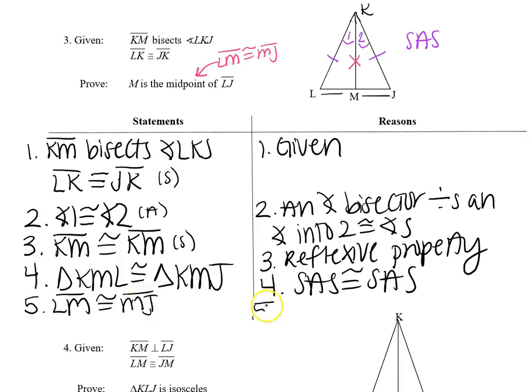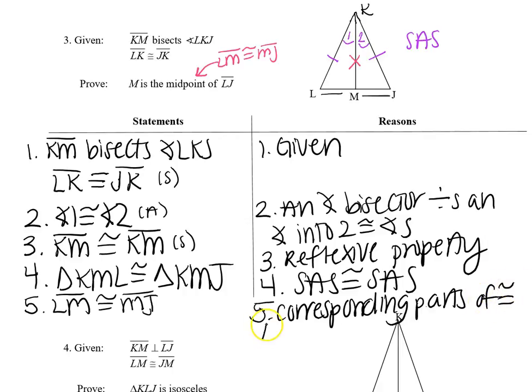Again, that's because corresponding parts of congruent triangles are congruent. Okay, so we're almost there, right? Because my proof line isn't telling me prove LM is congruent to MJ. It's saying prove that M is the midpoint. All right, well, if these two parts I've just talked about are congruent, then M must be the midpoint because it's in the middle of those two congruent segments. It's splitting that segment into two congruent segments.